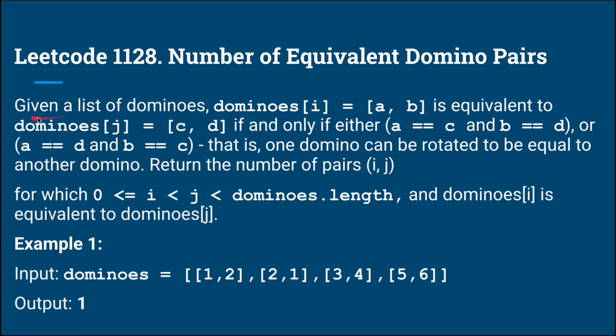So the question is saying that we are given a list of dominoes, where domino i, [a, b], is equivalent to domino j, [c, d], if and only if either a is equal to c and b is equal to d, or a is equal to d and b is equal to c. That is, one domino can be rotated to be equal to the other domino, and we have to return the number of such pairs. This is the example we have been given.